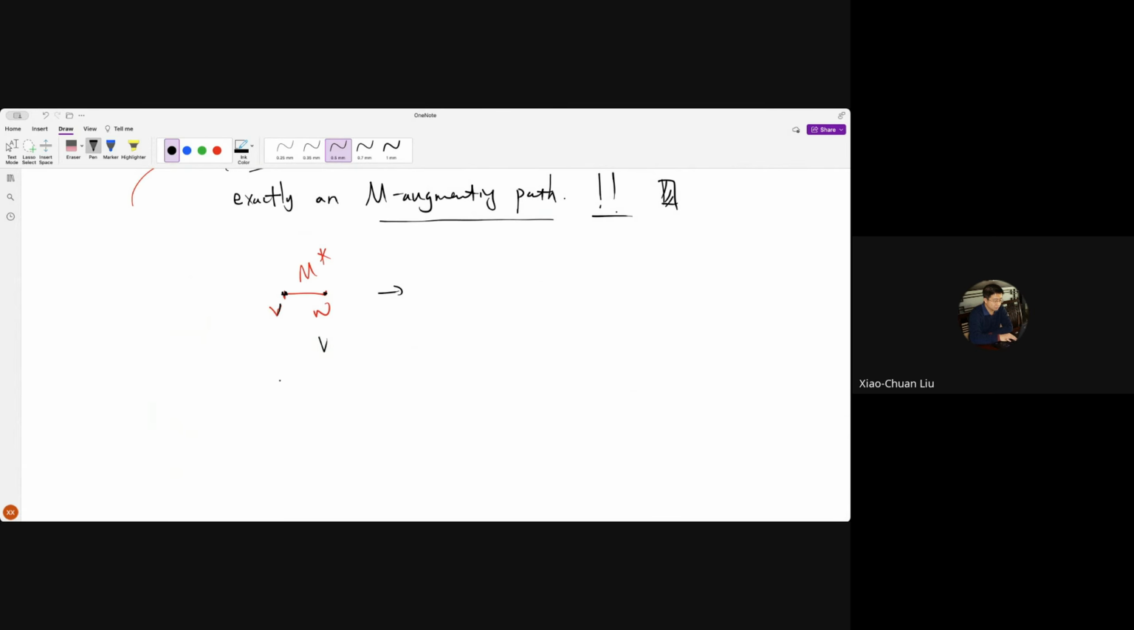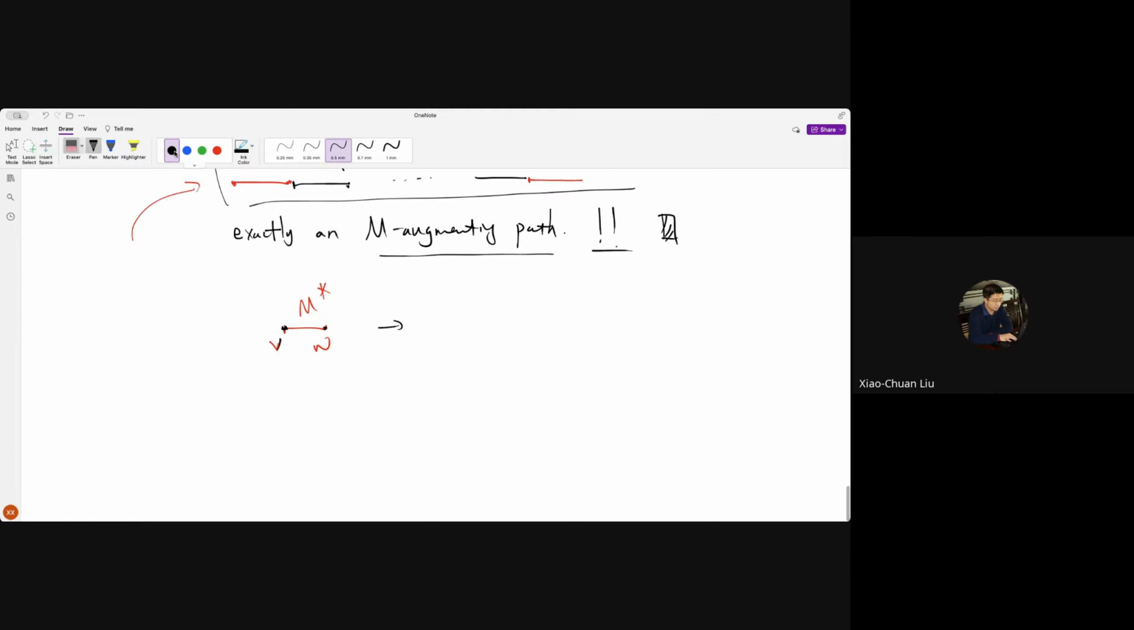So let me finish with another. I don't know if I can finish the proof because it's a little complicated. So maybe I send another video for you guys to explain one more proof. But before that, I'm going to give the statement at least for this theorem. So we give another definition.